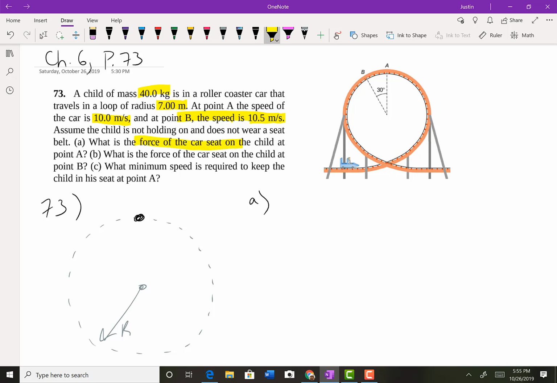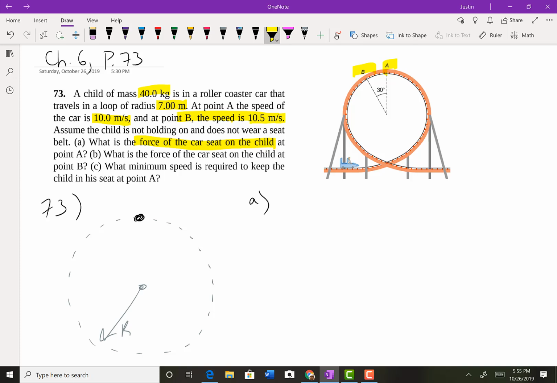What is the force of the car seat on the child at point A? And then what is the force of the car seat on the child at point B? And then lastly, what's the minimum speed required to keep the child in his seat at point A?